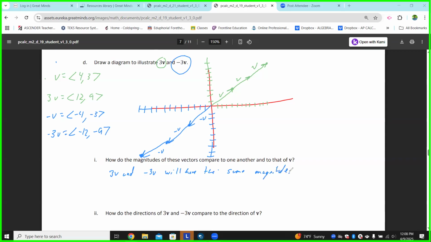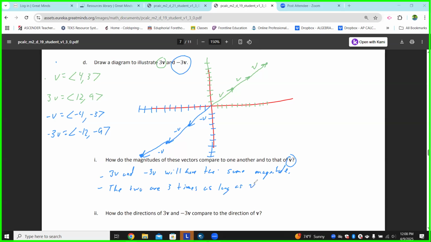All right, part 2 says, how do the directions of 3V and -3V compare? Good. My bad, I forgot that part. How do they relate to V? There it is. They're 3 times, or tripled. So the two are 3 times as long as vector V.